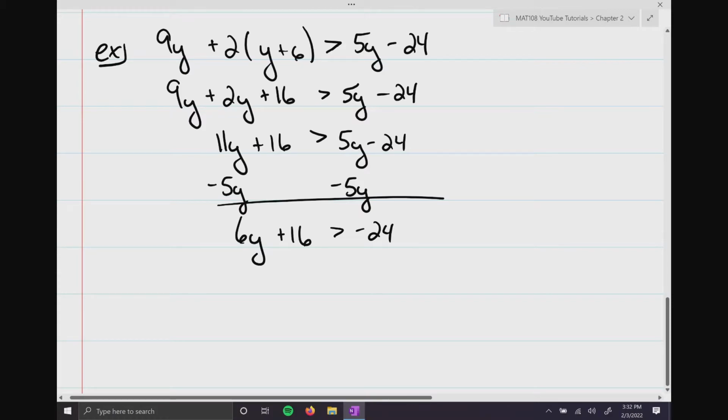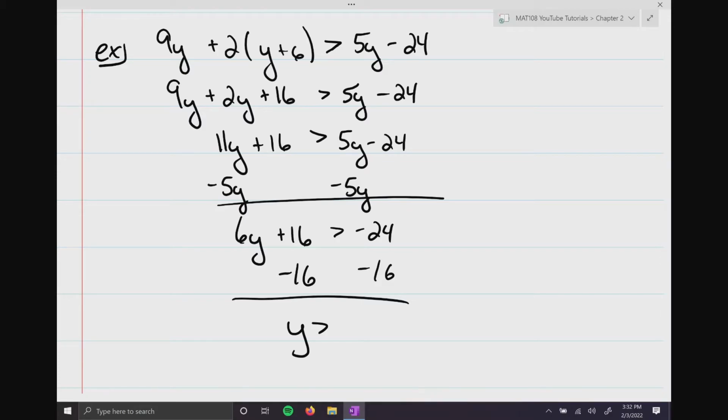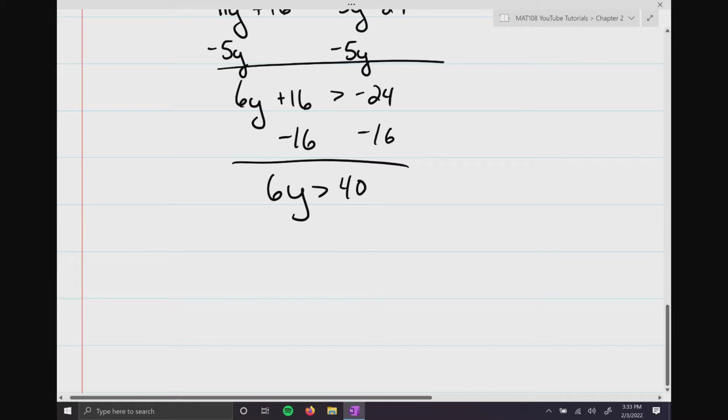The next thing I'm going to do is subtract 16 from both sides. Remember, signs are the same, so you add the numbers, keep the sign. So we get 6y is greater than negative 40. And then finally, we will divide both sides by 6 to give me y is greater than negative 40 over 6.